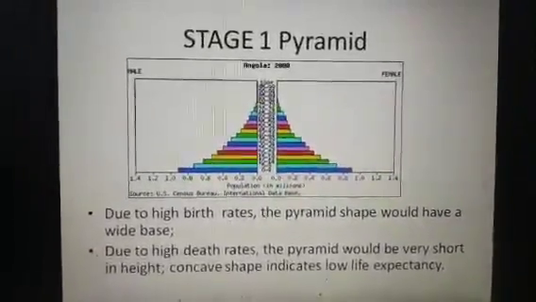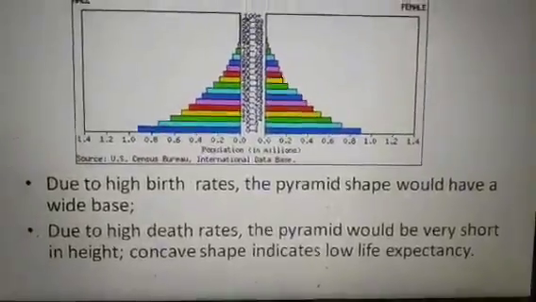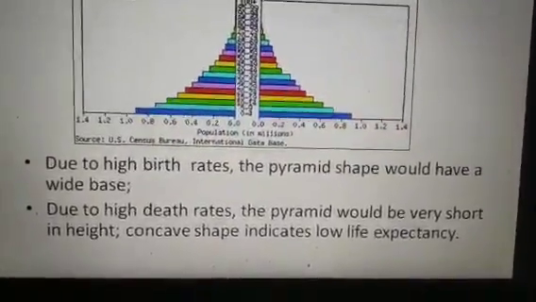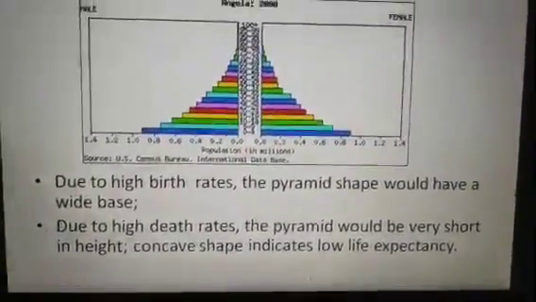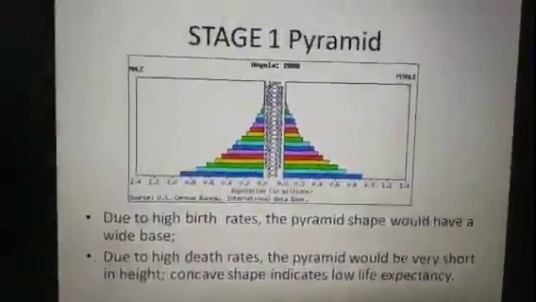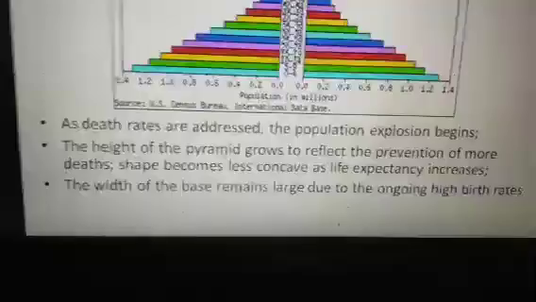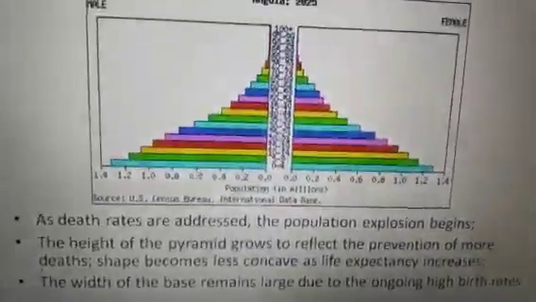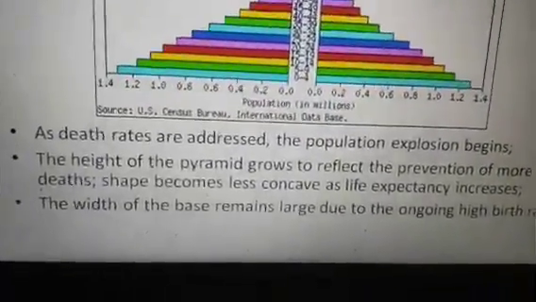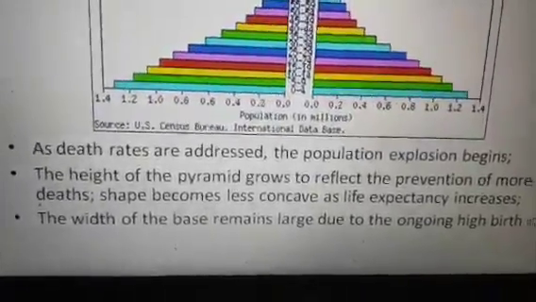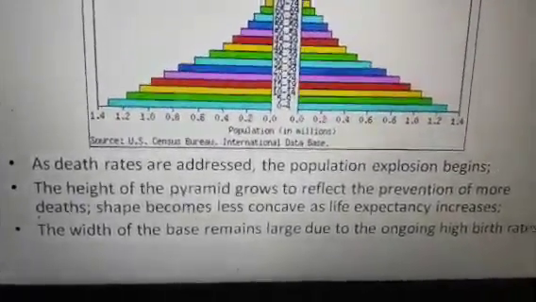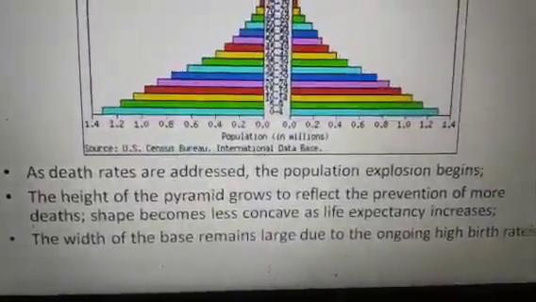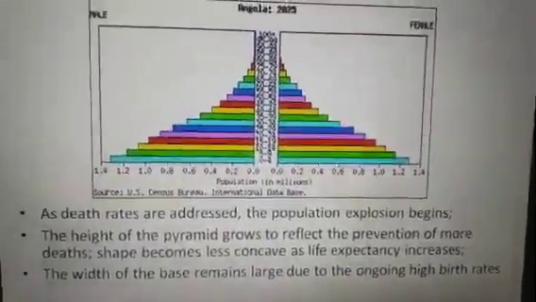Here is only an example. In stage 1, due to high birth rates, the pyramid would have a wide base, and due to high death rates, the pyramid would be very short in height. A concave shape indicates low life expectancy. Then we move to stage 2, where as death rates are addressed, the population explosion begins. This is an example of Angola or any developing country. The height of the pyramid grows to reflect the prevention of more deaths. The shape becomes less concave as life expectancy increases, and the width of the base remains large due to ongoing high birth rates. So this was the second stage.